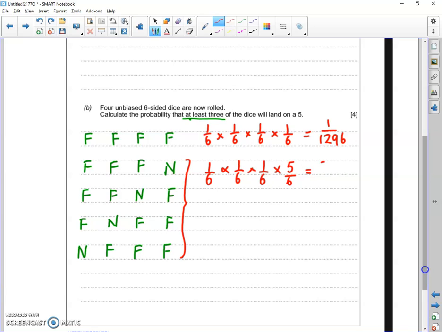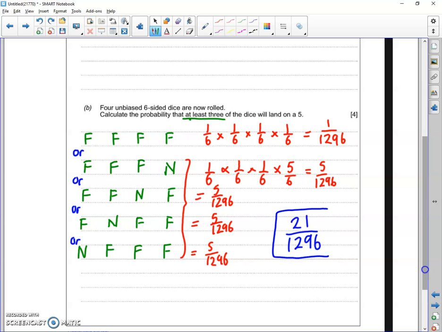but they're all going to be the same. So this is going to be 5 over 1,296. This one's going to be 5 over 1,296. So is that one. So if you add up all of these now, using the OR rule, because it doesn't matter which one of these actually happened, because whatever happens we'll get at least 3 5s. That gives us 21 over 1,296. Okay, so reasonably straightforward, but write down your combinations on any probability question before you begin.